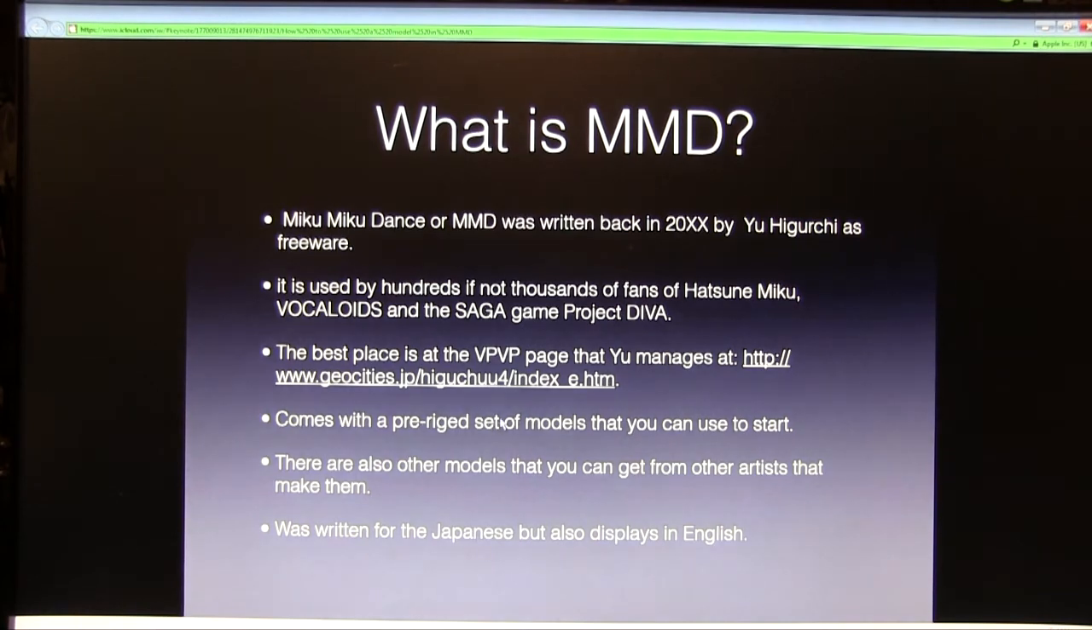Like I said, it comes pre-rigged with a set of models that you can use. I think there's Miku, and then there's another one called Meiko, and a couple others whose names escape me right off the bat. There are also other models that you can get from other artists who have written models. A lot of the models that are out there have some strings attached to them, so you should be aware of those limitations.